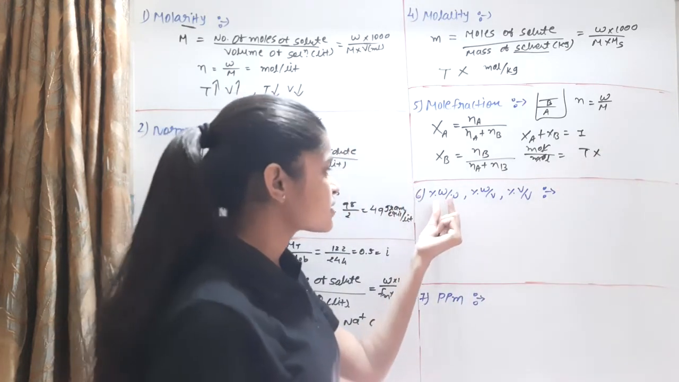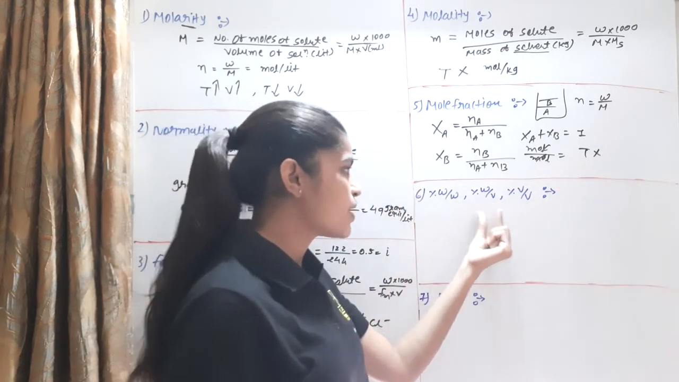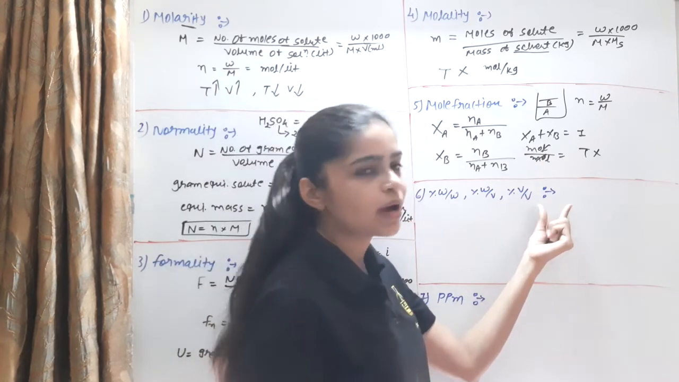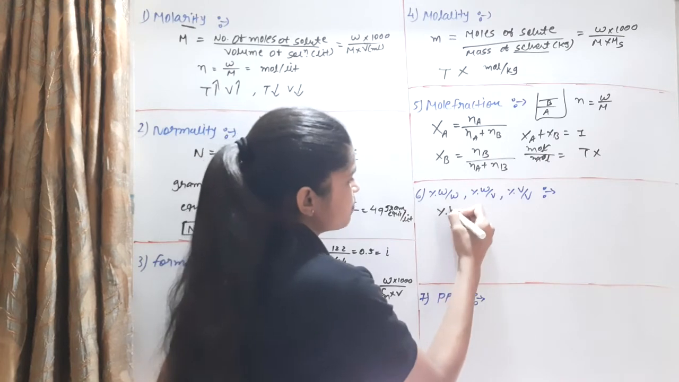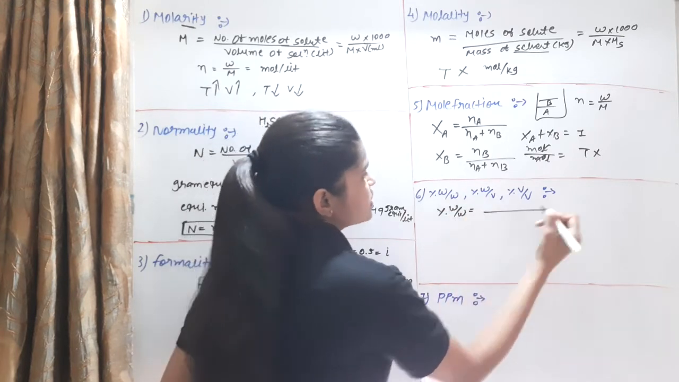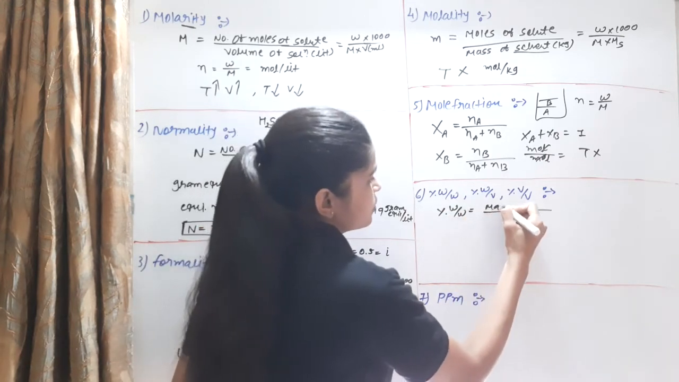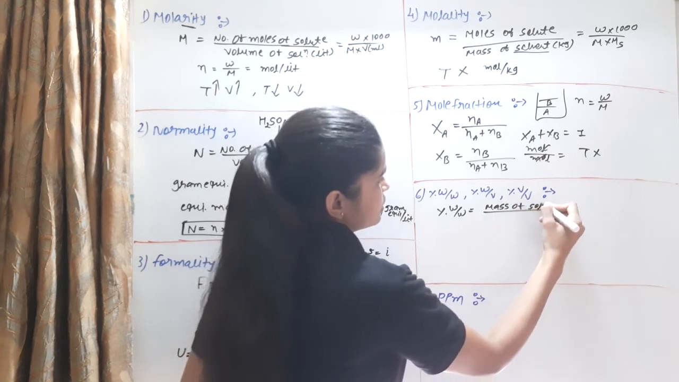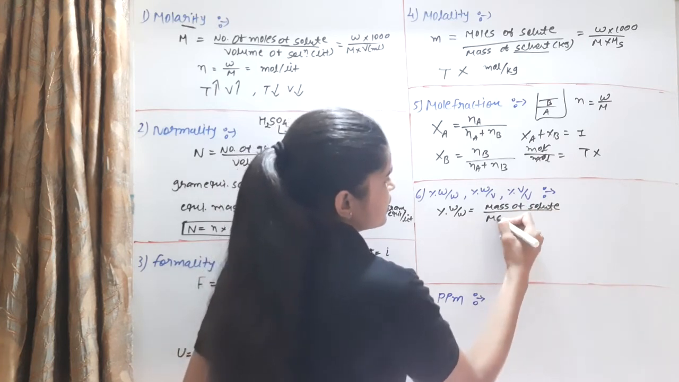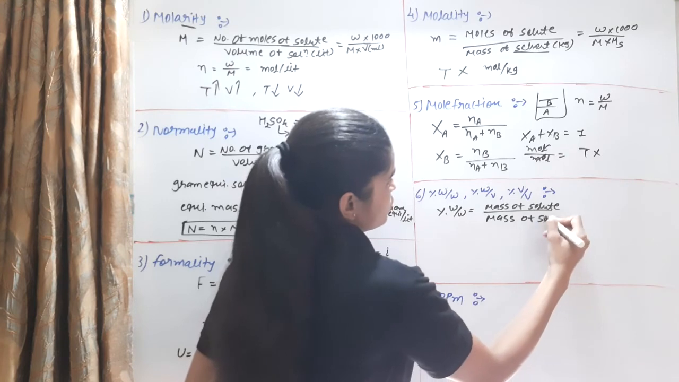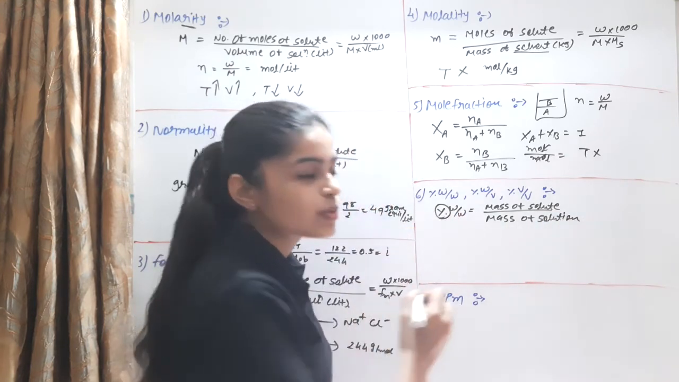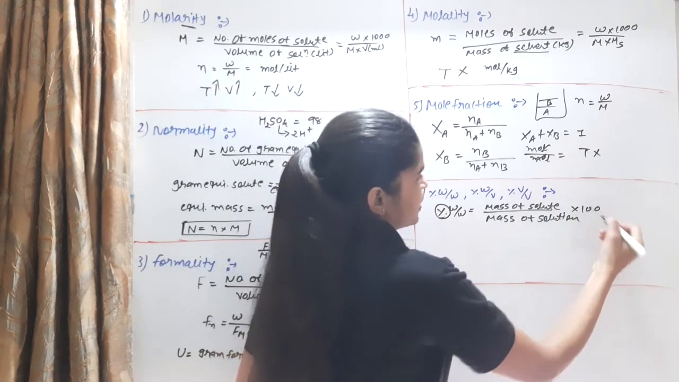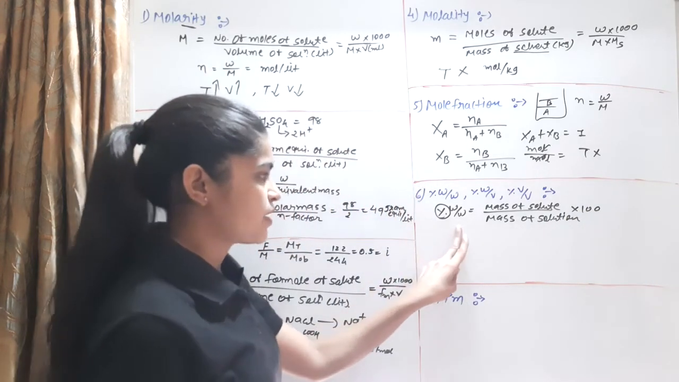Next is percentage weight by weight, percentage weight by volume and percentage volume by volume. What is the meaning of this? First, percentage weight by weight means the mass of solute divided by the mass of solution, and this is a percentage, so it is multiplied with 100. That is the percentage weight by weight.